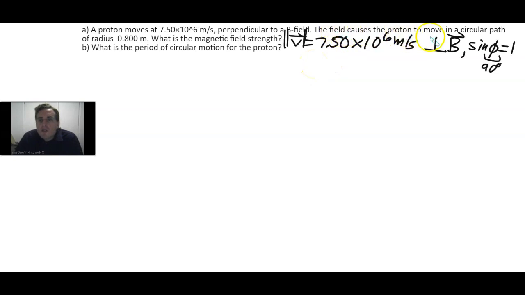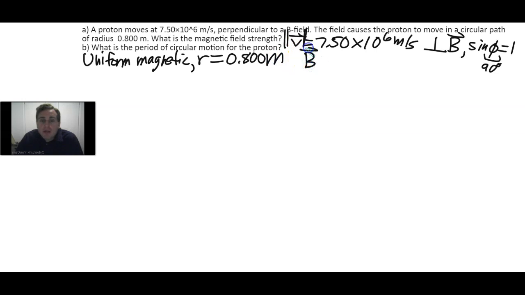Also, we know the field causes the proton to move in a circular path. That means it has to be a uniform magnetic field. That is, the deflection is constantly equal in magnitude, but changing direction such that it's always deflecting the particle in a circular path. So the radius of that circular path is 0.8 meters, and we want to know the magnetic field strength, that is, the magnitude of this magnetic field.